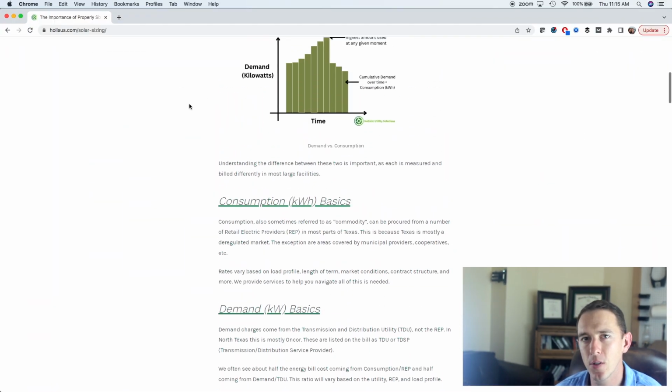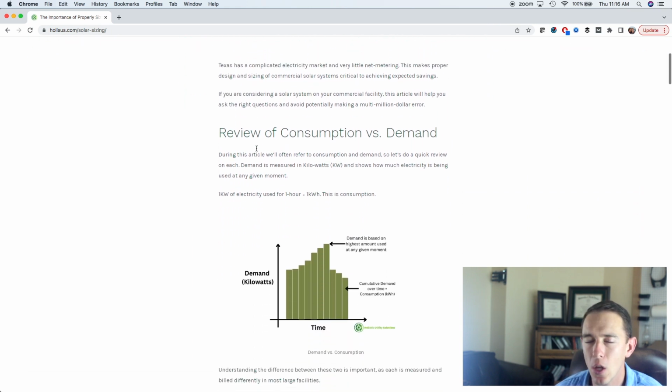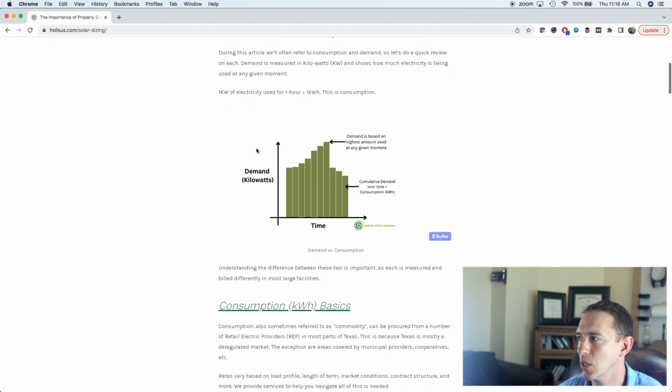So I'm going to be referencing an article that I wrote here on our website on the importance of properly sizing solar systems in Texas. I focused on Texas because we do not have net metering, but a lot of these concepts are going to apply regardless of what state you're in, especially if you're also someone who does not have net metering in the state. So let's start with a review of consumption and demand.